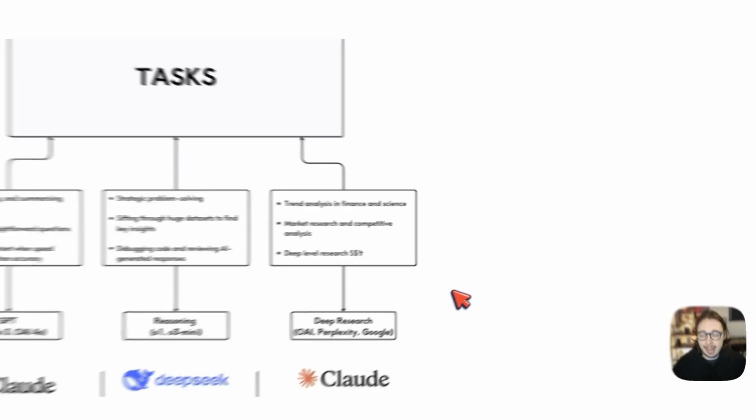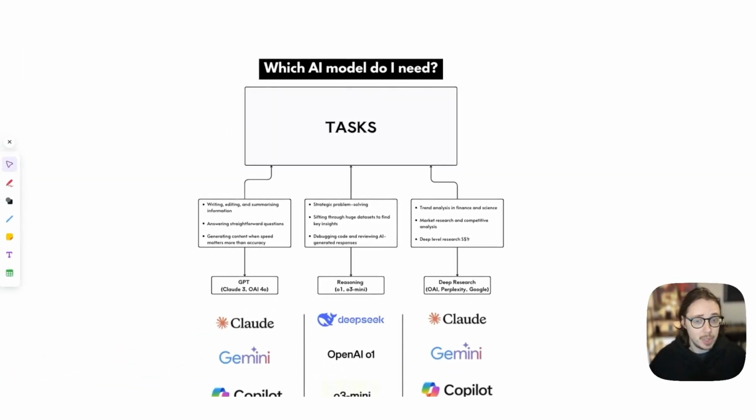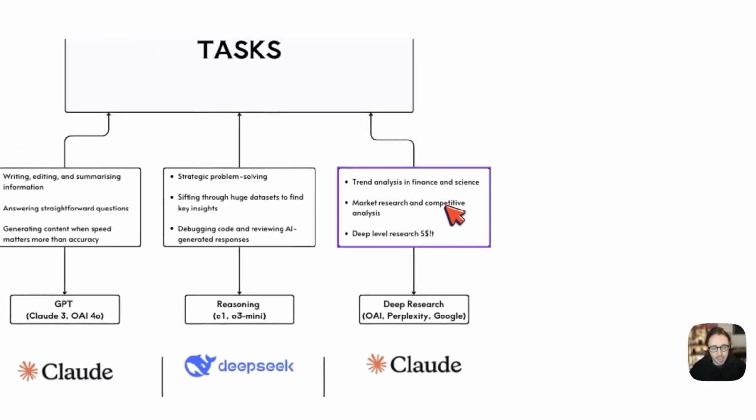We can call it a report generation system if you wanted to. So what you can do with this type of tool in deep research is, if you are working in finance or science, doing trend analysis, really high-level stuff, maybe PhD-level stuff, deep research is going to be great for that. If you're doing market research, competitive analysis, really time-intensive tasks, deep research is great for that. And as you can see here in my great refinement, if you're doing deep-level research, then deep research tools are going to be great for you as well.